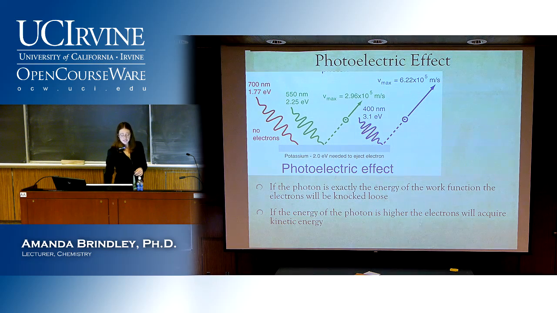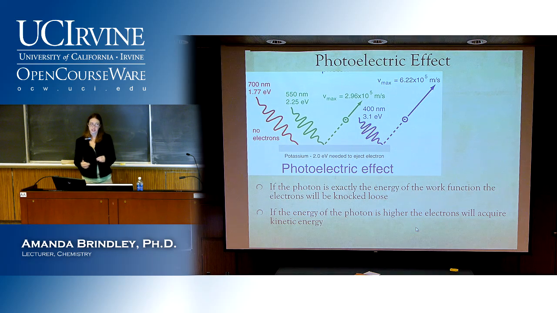Now, if the energy of the photon is higher than the threshold, so it's higher than just that work function, now there's extra energy there. Where is that extra energy going to go? Well, it has to go somewhere, and where it goes is into the kinetic energy of the ejected electron. So if you increase the energy of a photon, it increases the kinetic energy of the ejected electron.